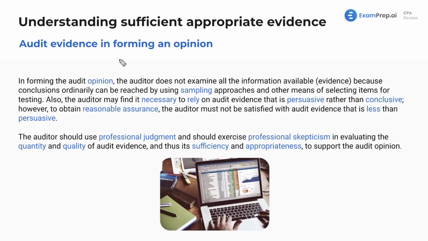Let's talk about what it takes to form an opinion using this audit evidence. Now, in forming the audit opinion, the auditor does not examine all the information available. You don't examine all the evidence because conclusions can ordinarily be reached using sampling. We're not going to examine every single invoice. We're not going to examine every single purchase order, every single bank statement.